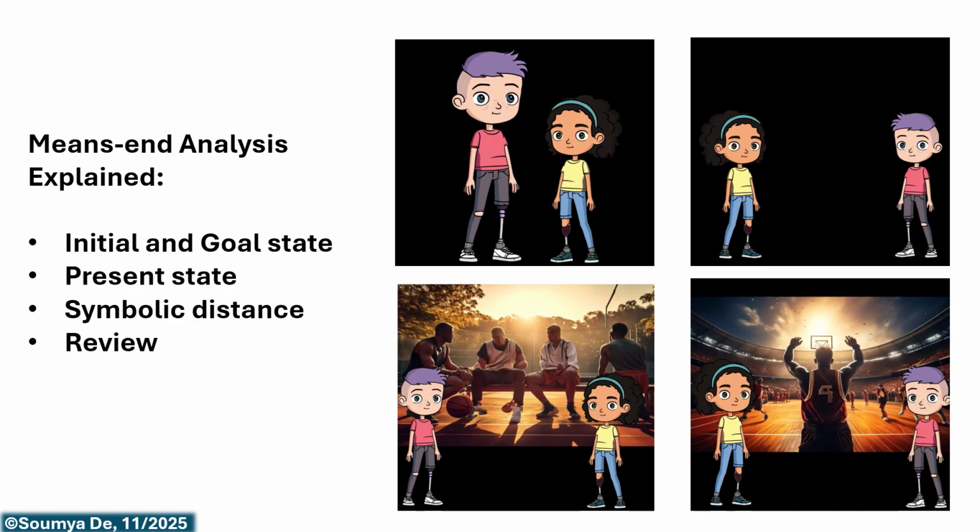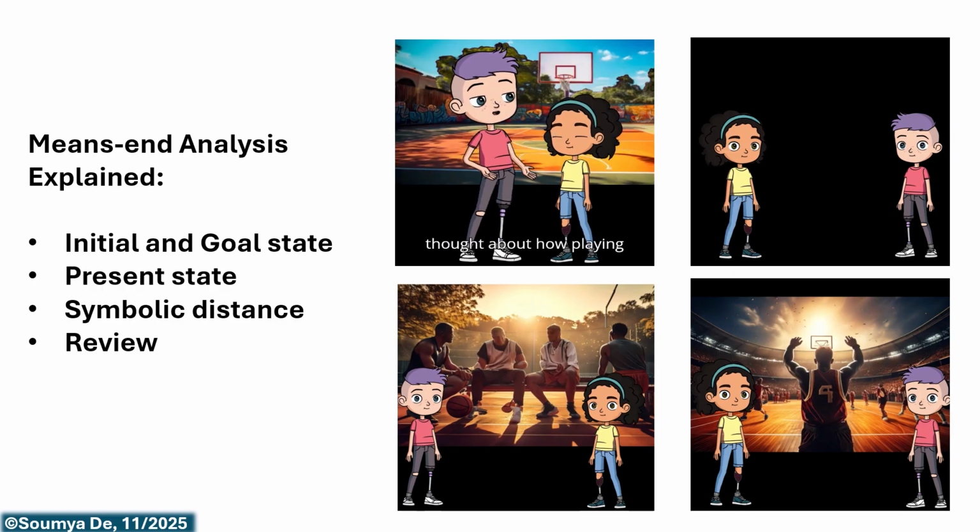In this slide, we will watch the cartoon's explanations for each of these MEA steps. Hey Jesse, have you ever thought about how playing basketball is a bit like solving a puzzle? What do you mean? Well, think about it. Before the game even starts, we're at what we call the initial state. Everything is set up, but no plays have been made yet. So the initial state is like our starting point when we step onto the court? Exactly. And then our goal state is winning the game by scoring points.